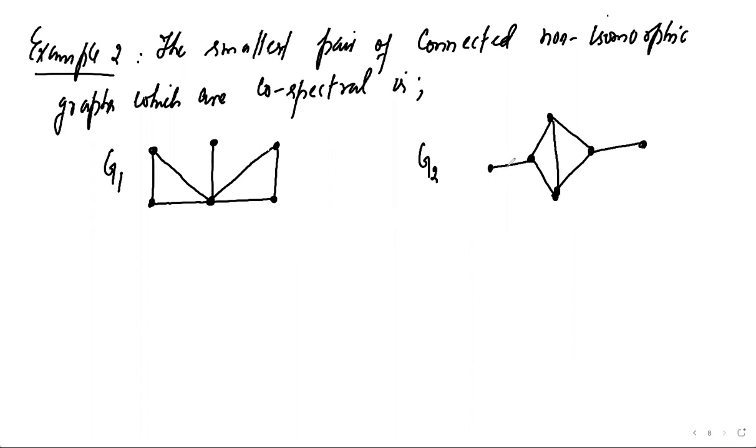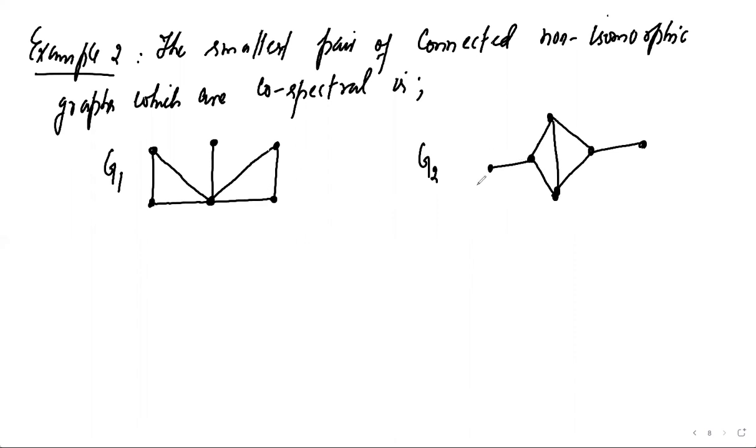Now we can see that these are two graphs that have the same order, and in fact the number of vertices is equal to 6. And they both have the same number of edges. There are 7 edges in both of these graphs. So they have the same order and the same size. And in fact, these two graphs are non-isomorphic.